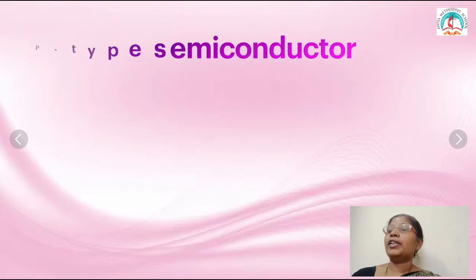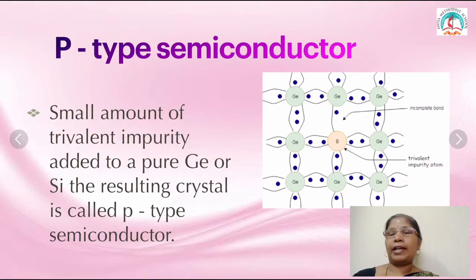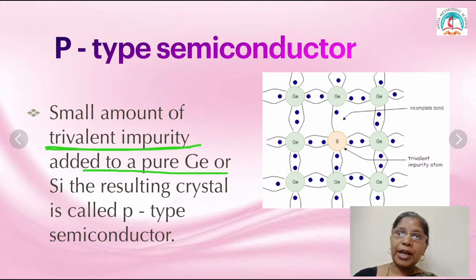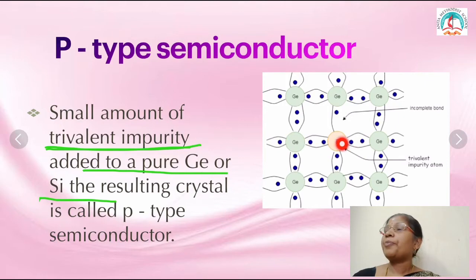Okay, now the next one is the p-type semiconductor. In a p-type semiconductor, which impurity do you add? A trivalent impurity, added to pure germanium or silicon. See the diagram: the trivalent impurity is added on that side. Boron is a trivalent impurity. The number of valence electrons of boron is 3 here.